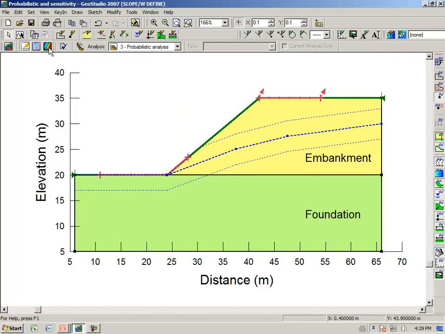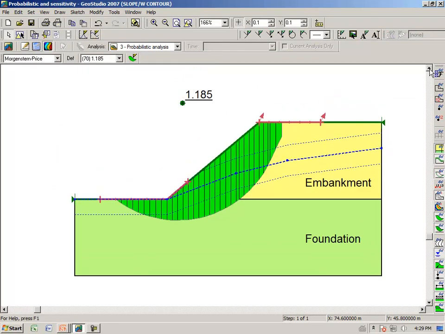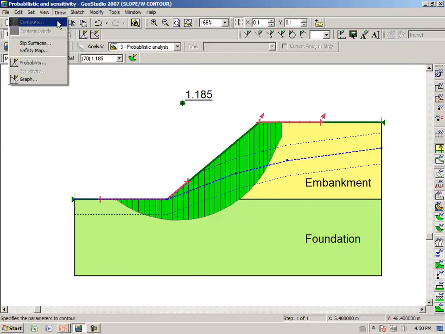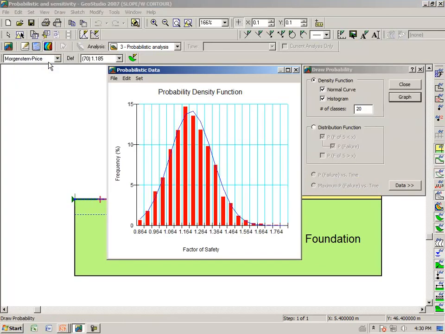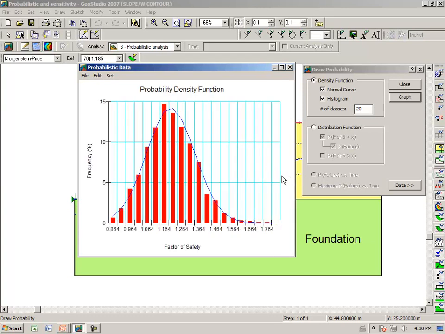Going then to the results view, we can say draw probability, and we get a probability density function of the frequency of the factors of safety and the variation in the factors of safety during the probabilistic analysis.